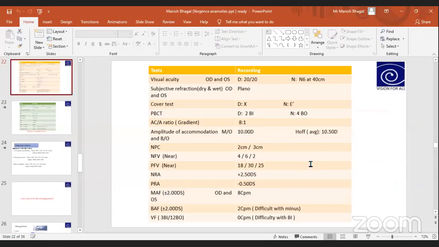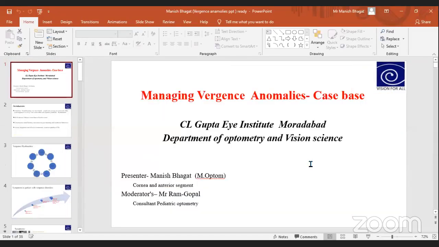Okay, so this is the question from our Facebook. Now we'll take from our chat box. There are a number of questions asked by our students. First we'll take Kuldeep's question. Kuldeep's question is, what is the basic difference between accommodation anomalies and vergence anomalies? Manish, do you want to take this question? What is the difference between accommodative anomalies and vergence anomalies?